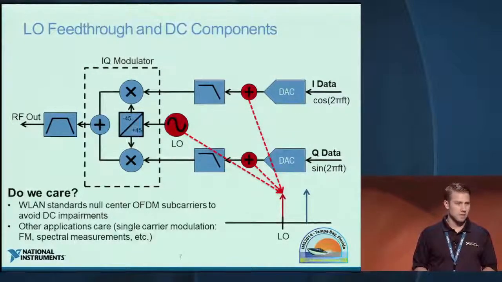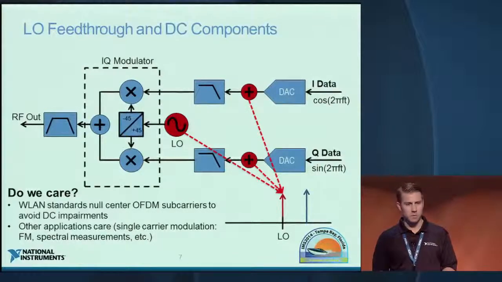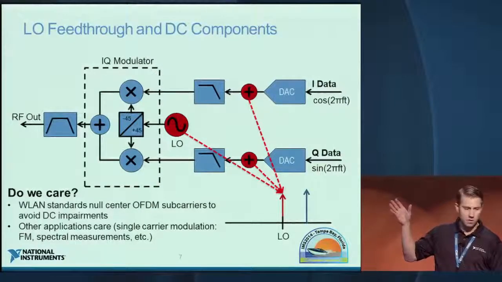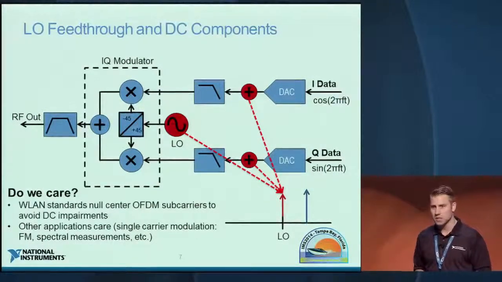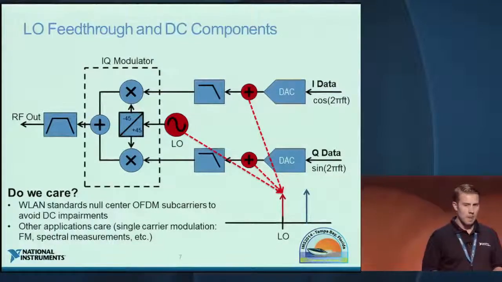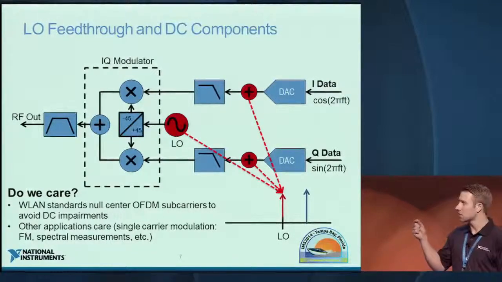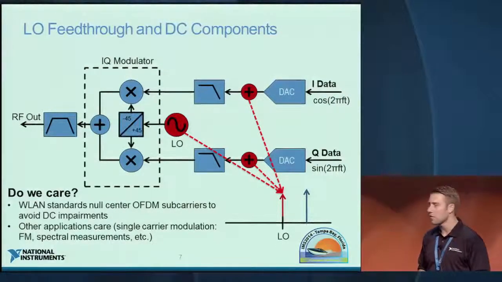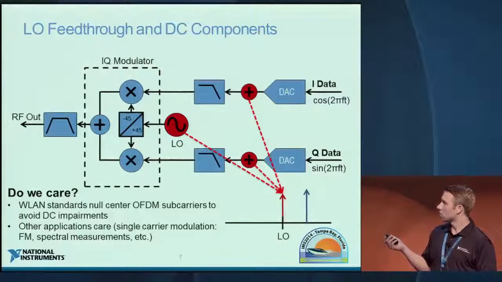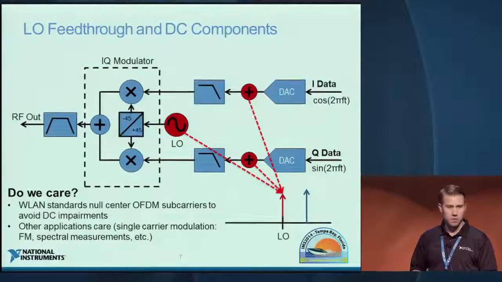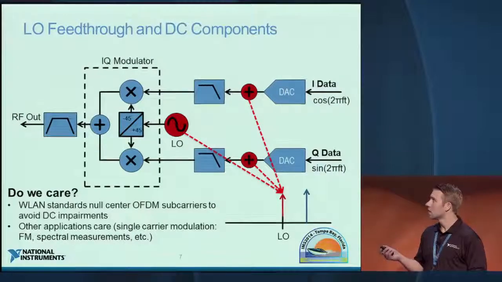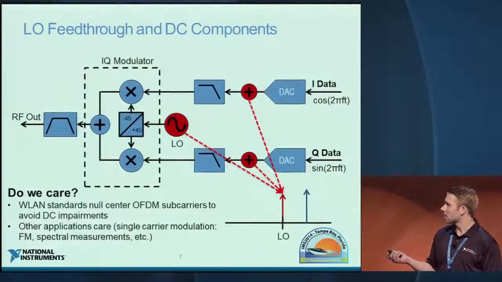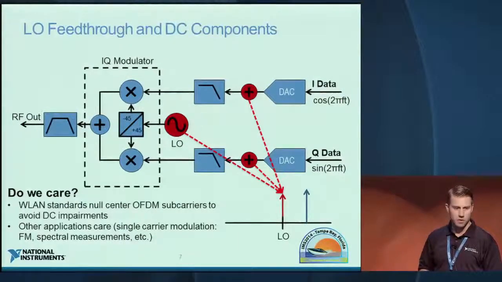Now in reality, there's a bunch of different things that can contribute impairments. One of the first ones that we'll take a look at is what's called local oscillator feedthrough, or LO leakage. You might have seen that in some spec sheets. That's actual physical leakage of the local oscillator signal through your modulator that leaks into your RF path. Another source is actually DC components from your digital to analog converters, and those as well can leak through your IQ modulators to create what manifests as this tone at your local oscillator frequency.